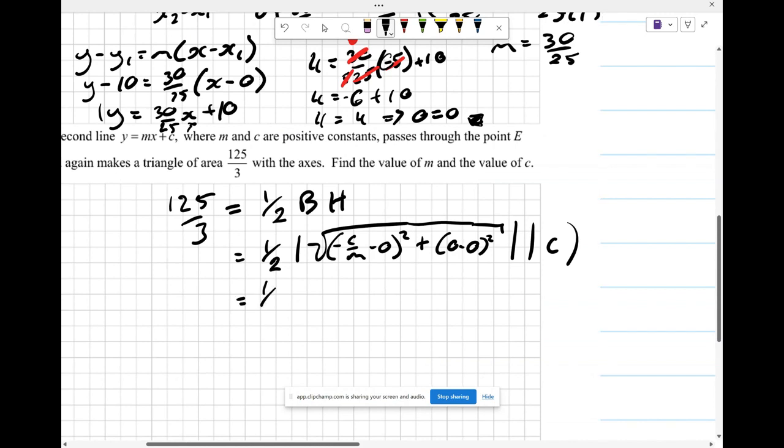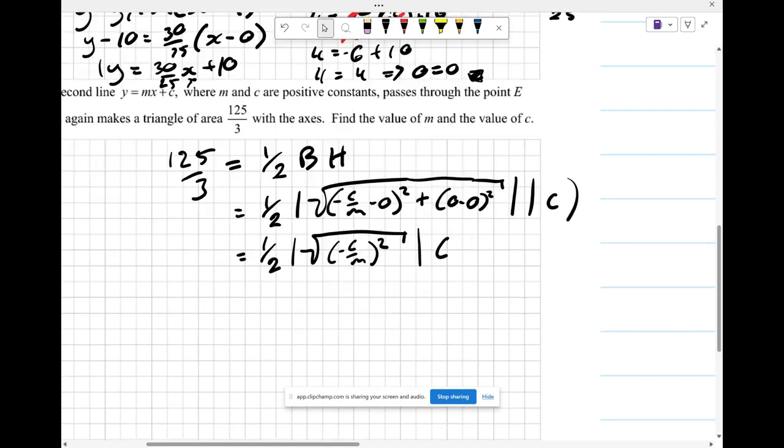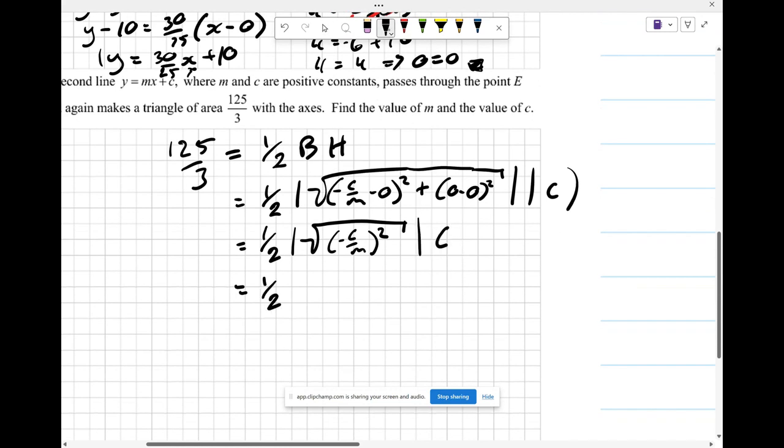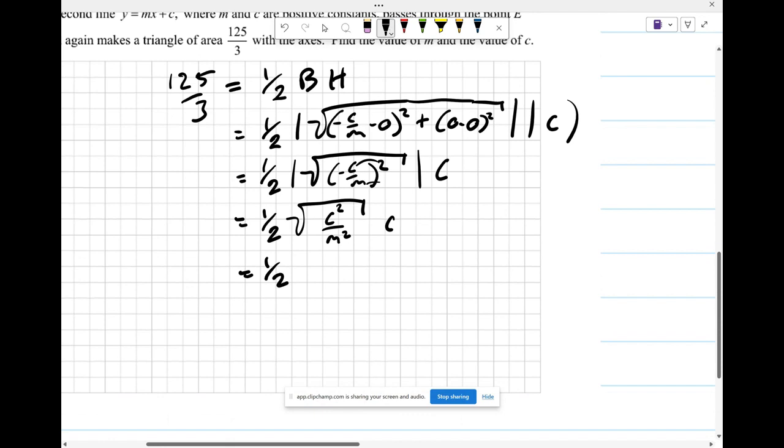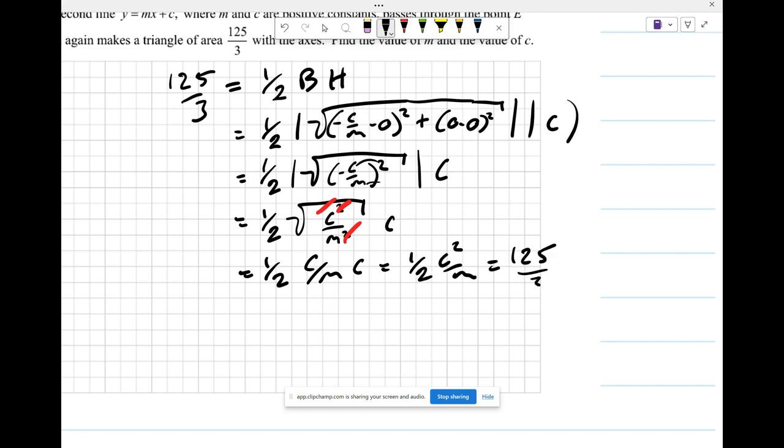So that's going to be a half times minus c over m squared times c. That's going to be a half times square the top, square the bottom. That's going to be the square root of c squared over m squared times c. That's going to be a half times, basically these are all going to cancel, and you're going to be left with c over m times c. So that's going to be a half c squared over m is equal to 125 over 3.